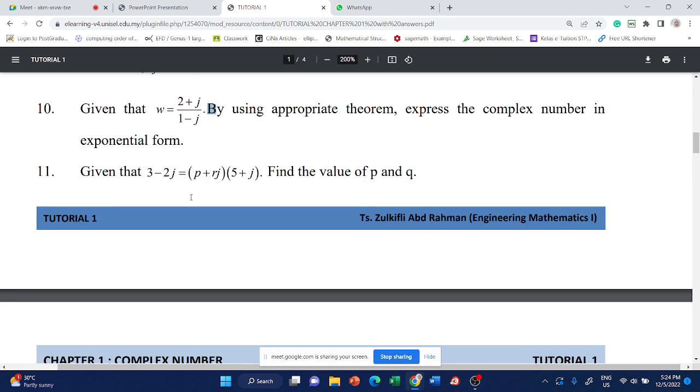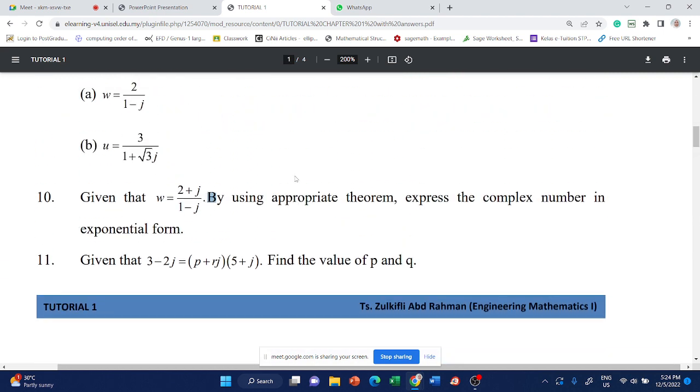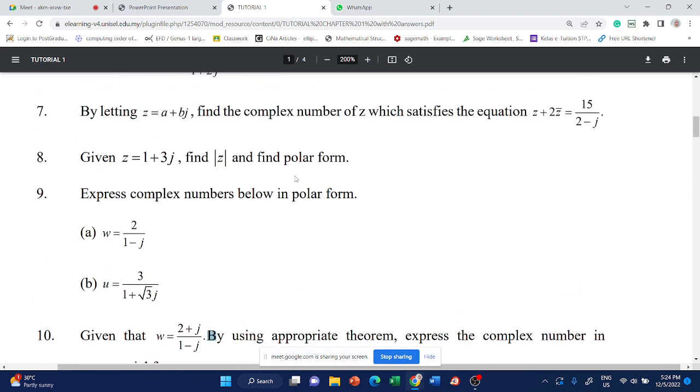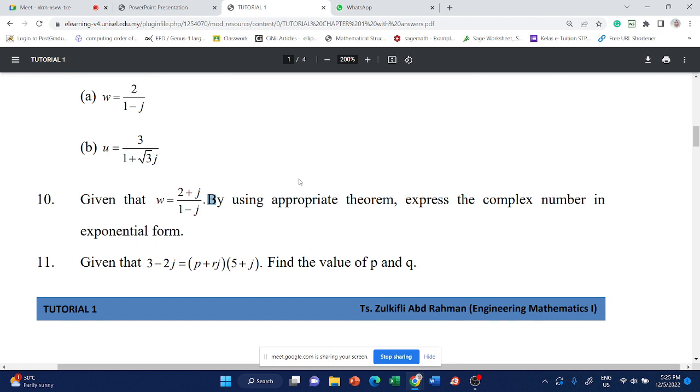Okay, 11 also something which is unknown. You sort accordingly, expand the right hand side because on the left nothing to do. On the right hand side you open the bracket and then you sort based on real and imaginary. After that you can compare. Okay, so I think after this you can start solve lah. Question number 1 until number 11, except number 10. So this number 10 we can see next lah.